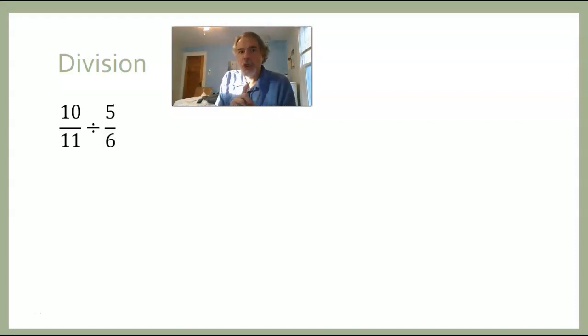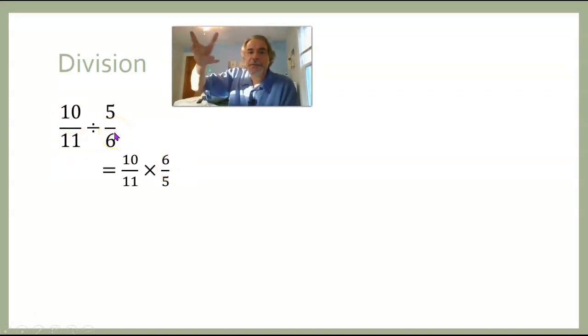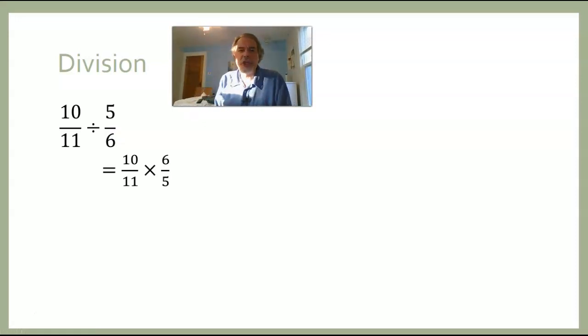Okay, division. Do you remember how division works when you're dividing fractions? One fraction divided by another. You divide by a fraction by multiplying by the reciprocal of that fraction. So you would keep the first fraction the same, but you would flip the second fraction over. The numerator and denominator change places when you change division into multiplication. So 10/11ths divided by 5/6 is equivalent to 10/11ths times 6/5.